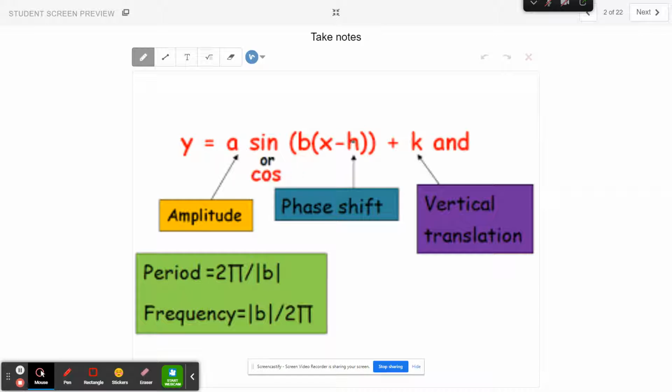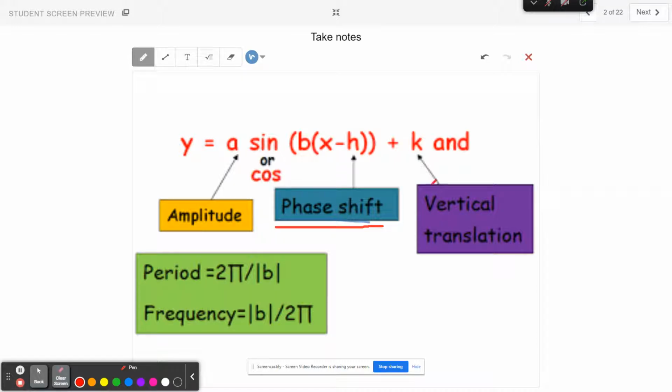H is going to be our horizontal shift. You take your parent function and we can shift that left or right with our h. Another way they phrase that is phase shift. So our phase shift could show up instead of the words horizontal shift, but all it is is shifting the graph left or right.